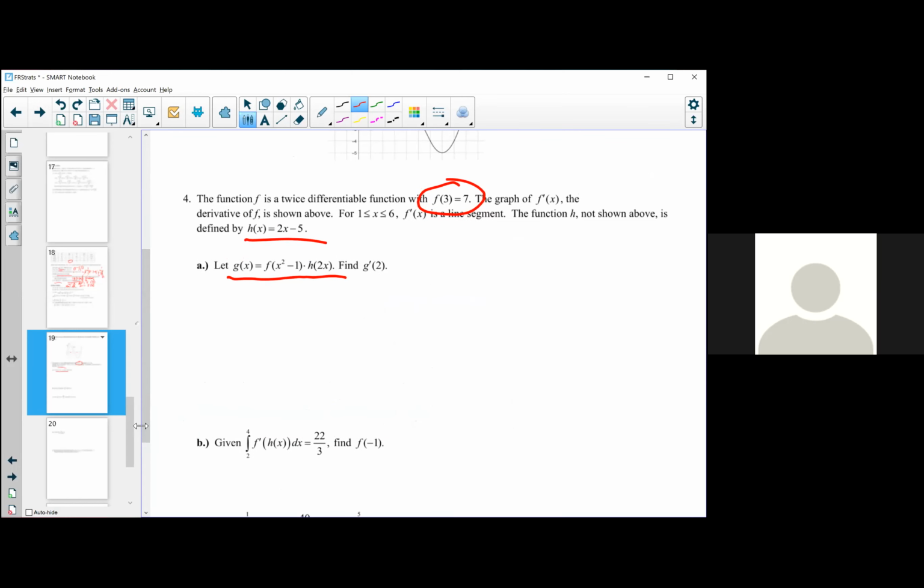Here they ask you to integrate from 2 to 4 f prime of h. So when you see something like that, the integral of f prime of something, you should be sort of leaping at the fundamental theorem. And that's what this is testing. It's testing the fundamental theorem along with u substitution, because notice that h is just linear. In fact, the first thing you really want to do in this problem is replace h with 2x minus 5. And that'll get you started on the right path to do a problem just like this.